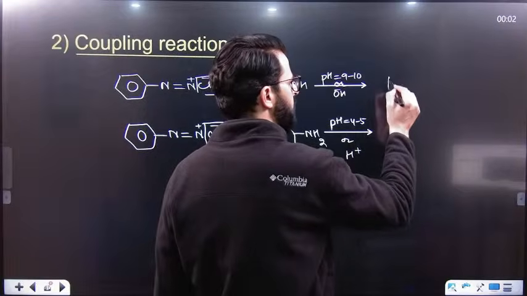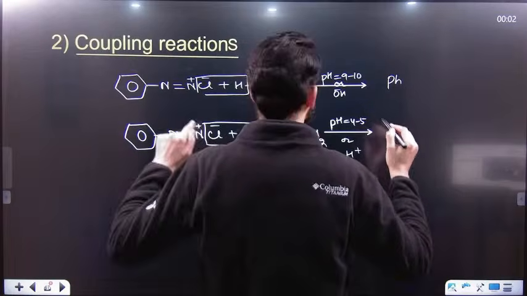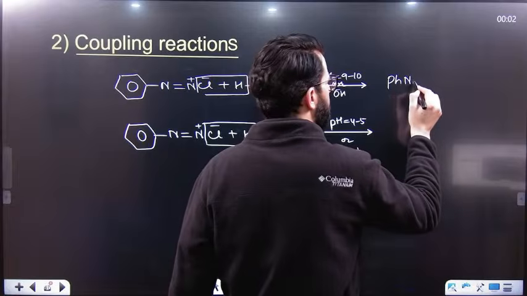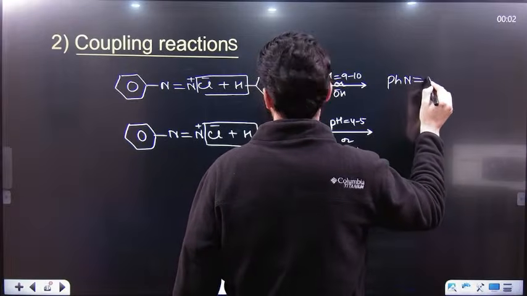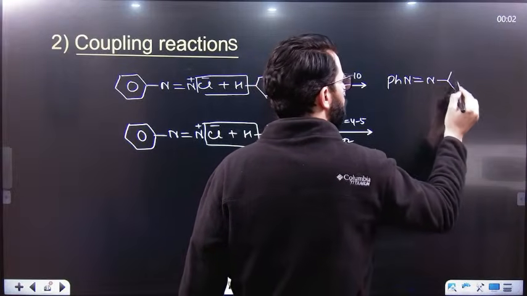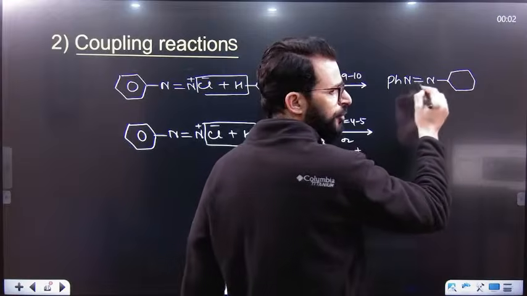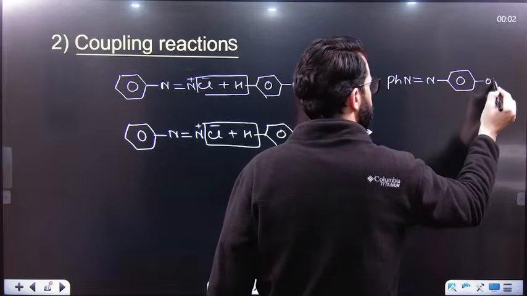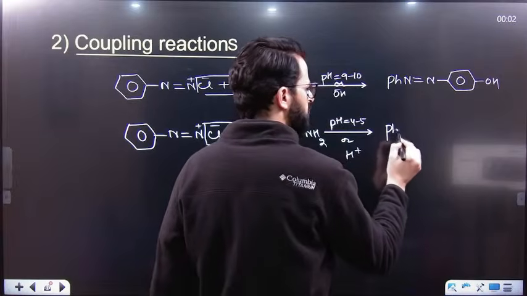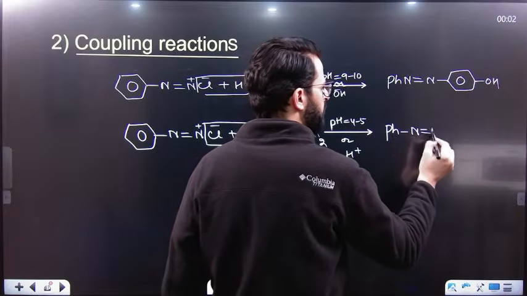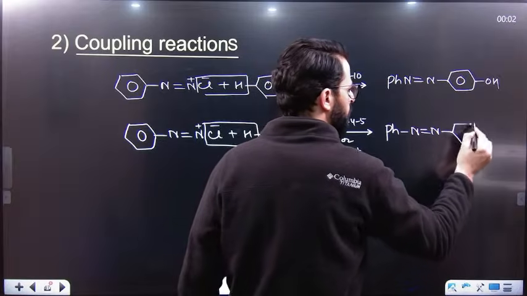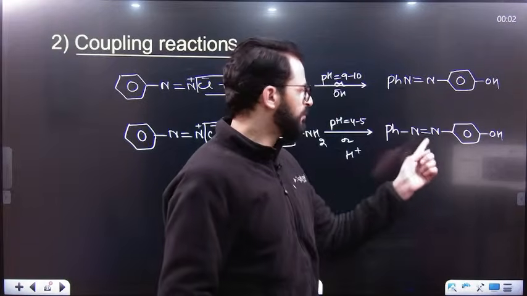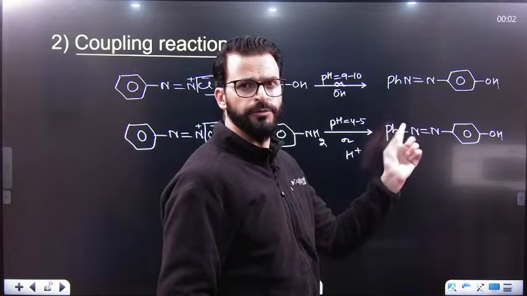So can I write like this? Ph, this, and this is N2. So Ph and N, after that it is double bond N. This will be attached to phenyl. That means N2Ph will be attached to phenyl, this phenol at para position. So coupling of this will take place at para position. Here it's also taking place at para position. Both are dyes and both are having a nitrogen group, that means azo group.